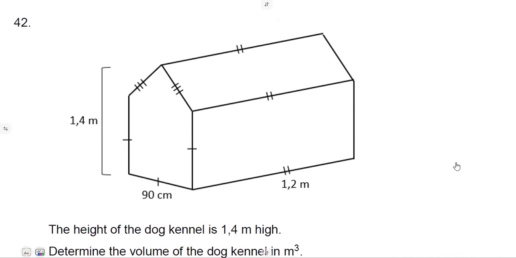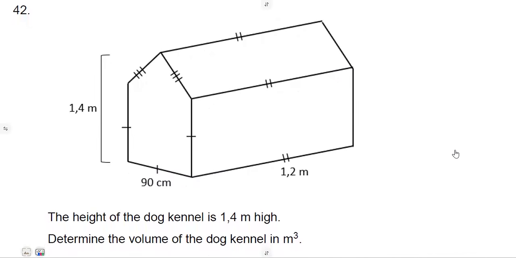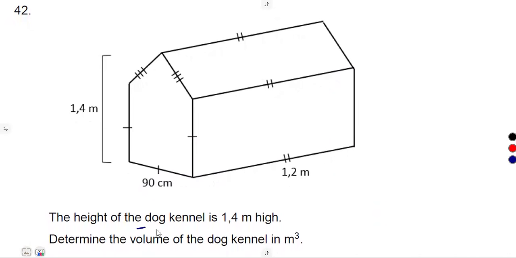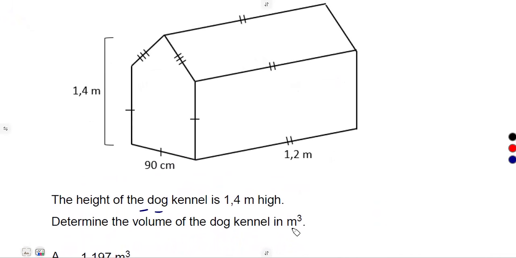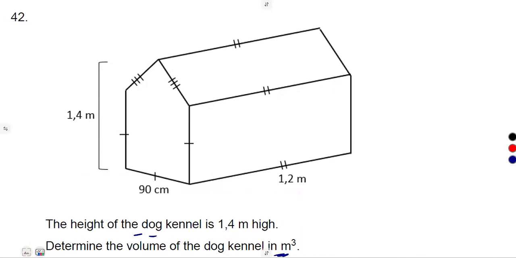All right, on number 42, the height of the dog kennel that you're given is 1,4 meters. Determine the volume of the dog kennel in cubic meters. So we have to change all the centimeters to meters. Change this one, 90. 1 meter is 100 centimeters, so divide by 100. It's 0,9 meters.